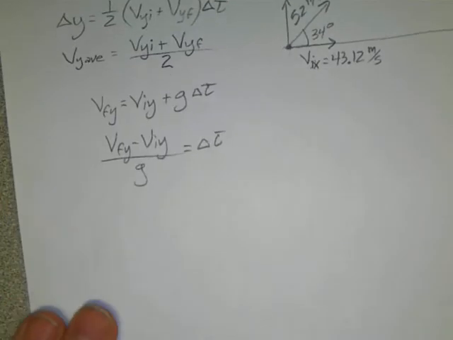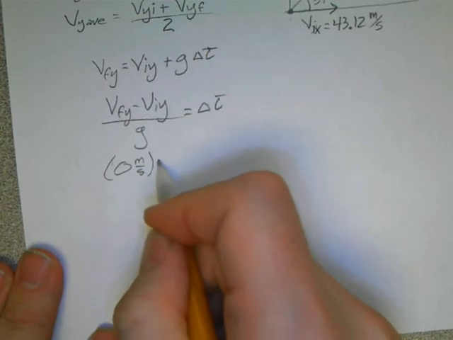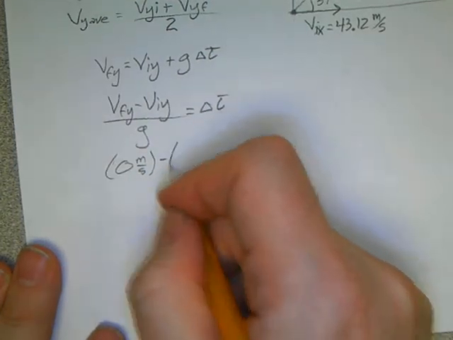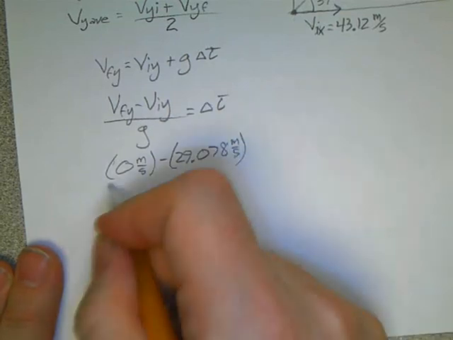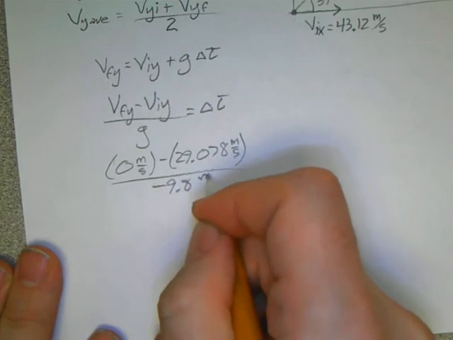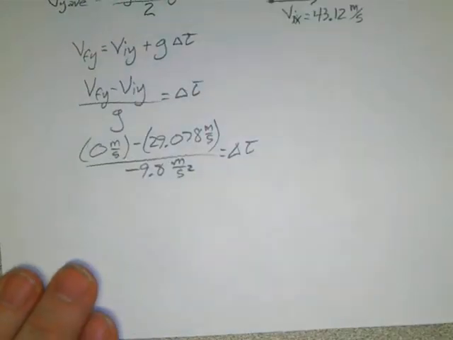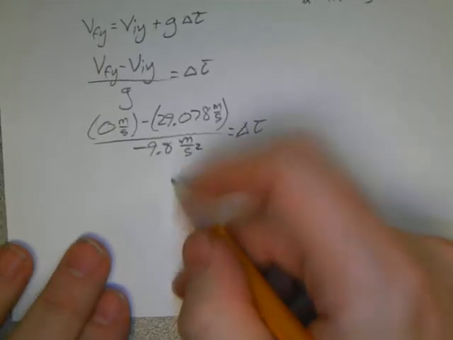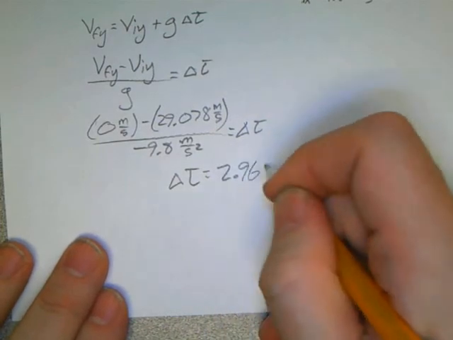Plug in my numbers. 0 minus 29.078 meters per second divided by a negative 9.8 meters per second squared is equal to my time. So the amount of time it takes to get to the top is 2.9671, good enough.